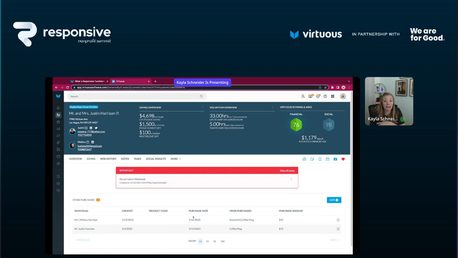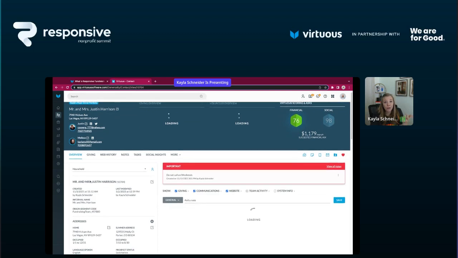I want to be able to look at everybody who bought a sweatshirt in the last 12 months and send them an email saying, hey, we have a new drop or we have this new opportunity, right? Engaging with them and using the data that I have here to be able to understand how they're engaging with us and be able to speak to them in those specific ways.